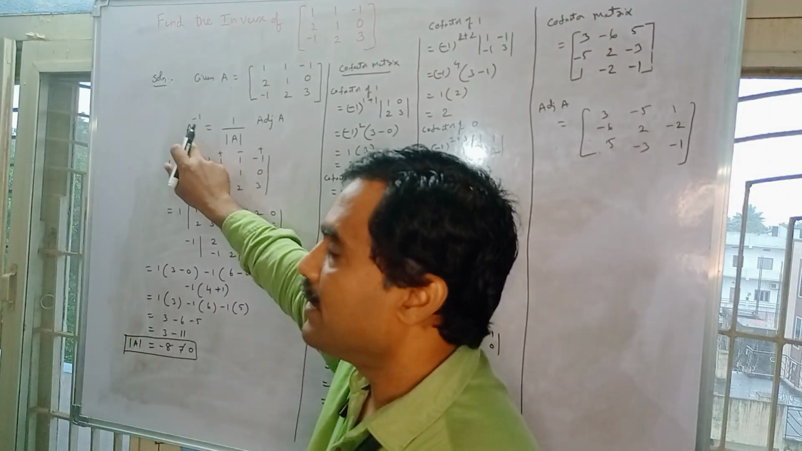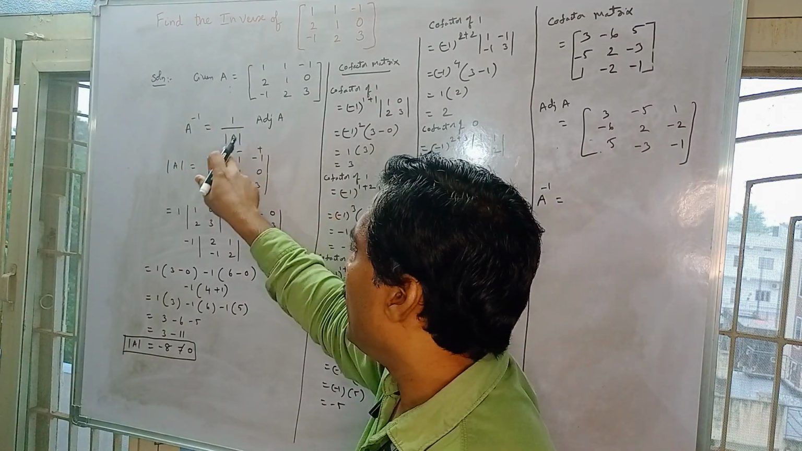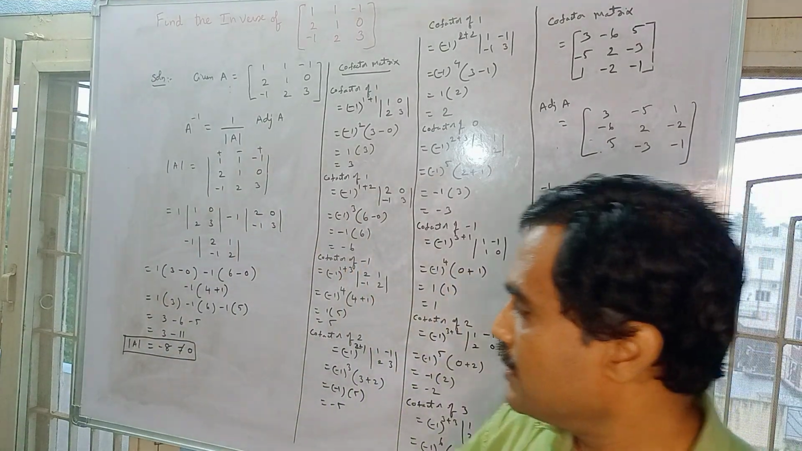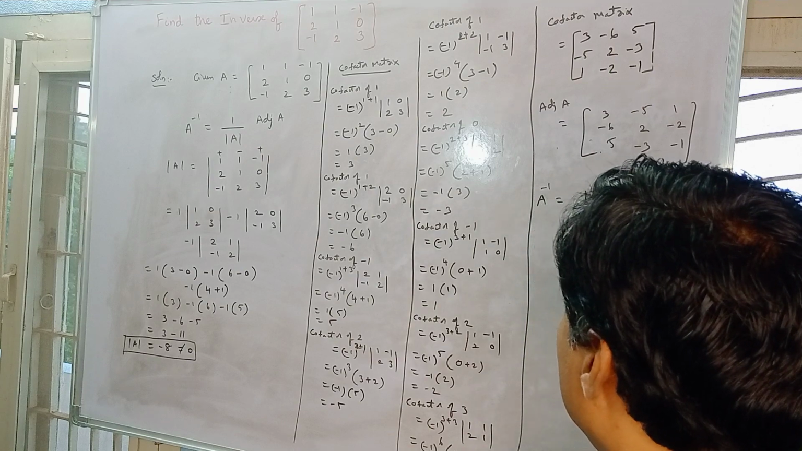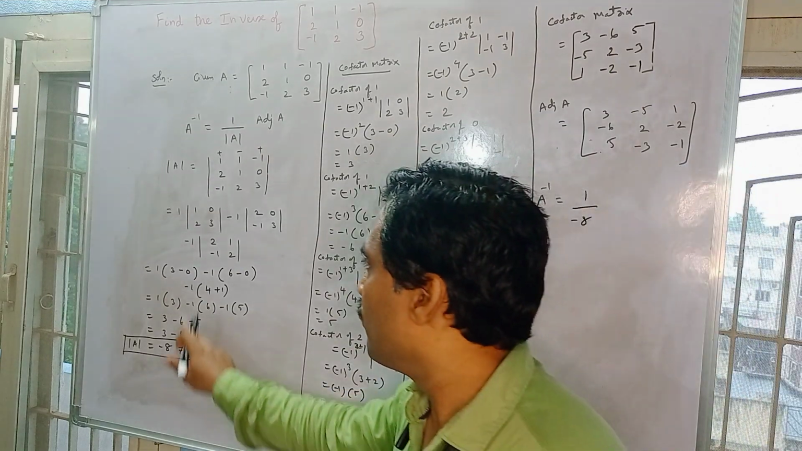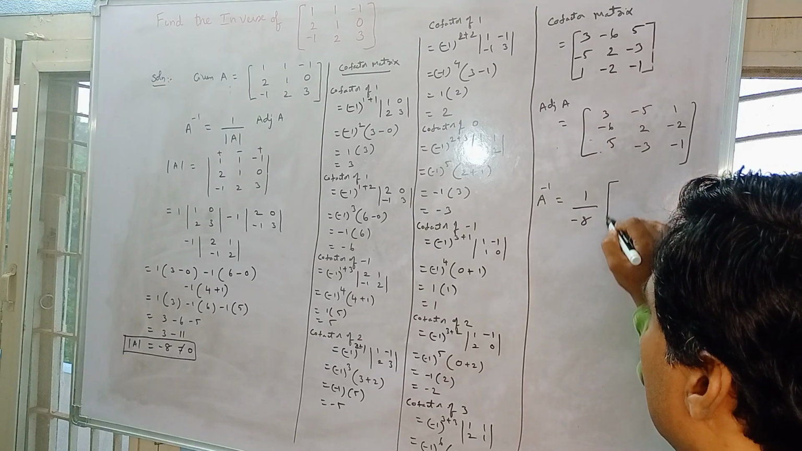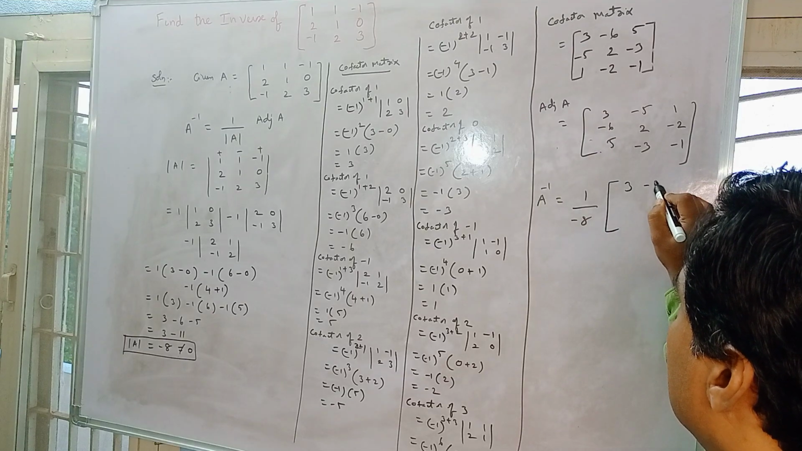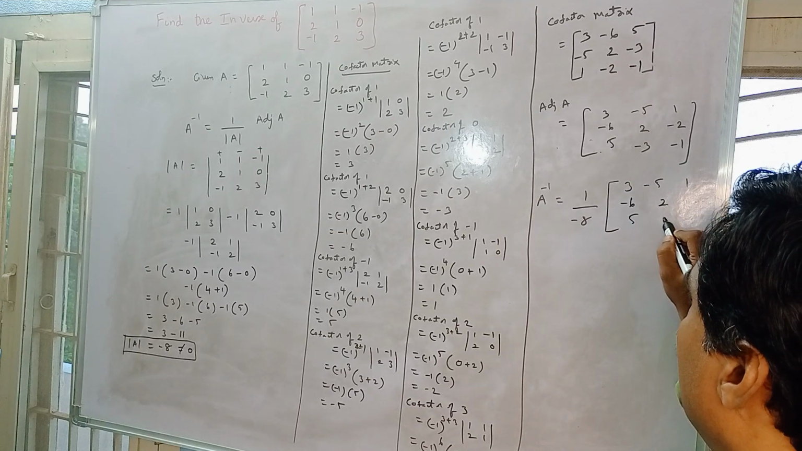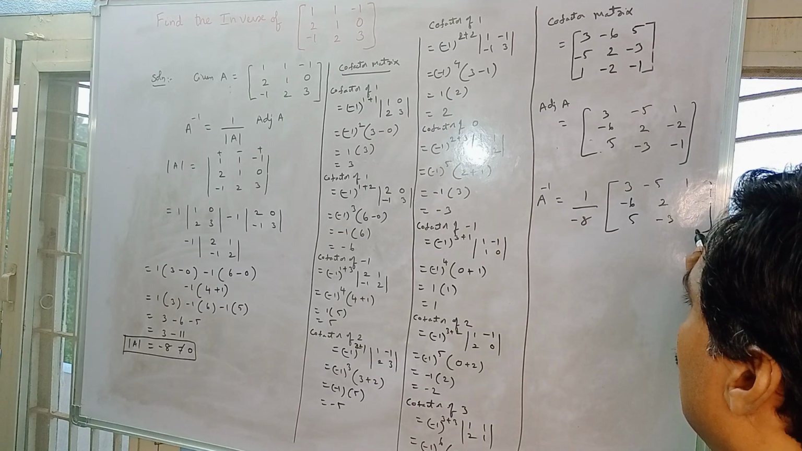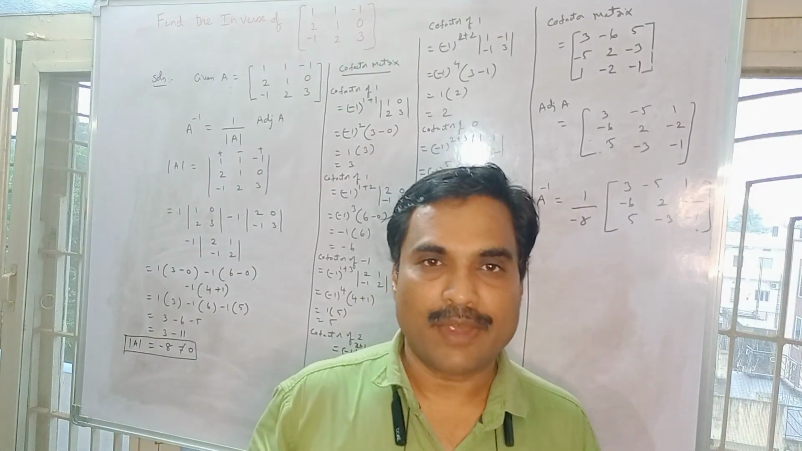Now we'll find the inverse. So A inverse is equal to 1 by determinant of A. What is the determinant of A value you got? You got minus 8. So 1 by minus 8 into adjoint A. Where is adjoint A? This one. Write this matrix again. 3, minus 5, 1; minus 6, 2, minus 2; 5, minus 3, minus 1. So this is how we'll find the inverse of a matrix.